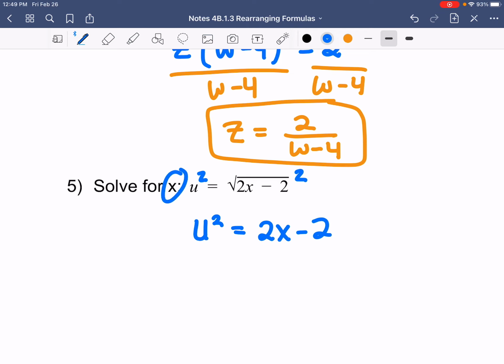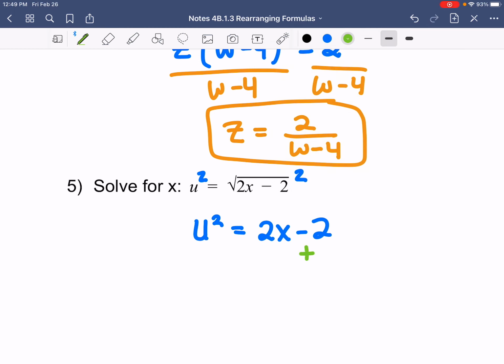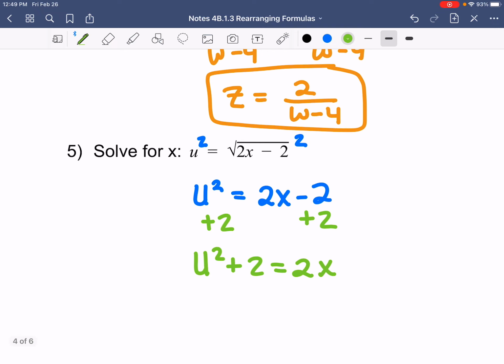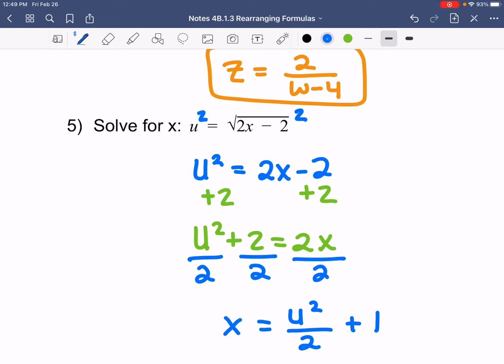And then I'm just trying to solve for x. So to get x by itself, I'm going to add 2. So u squared plus 2 equals 2x. And then I'm going to go ahead and get rid of that 2 in front of your x so that x is by itself. One of these 2 things can be evenly divided by 2. So I get x equals u squared divided by 2 plus 1.